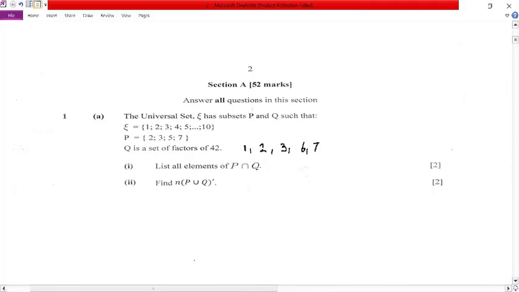The first question, part 1, list all elements of P intersection Q. So we are looking at elements which exist in P and Q. So what we can immediately see is that the first element, which is at the intersection, we have 2, we have 3, and 7.